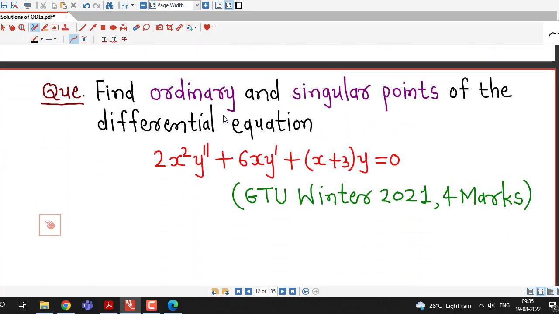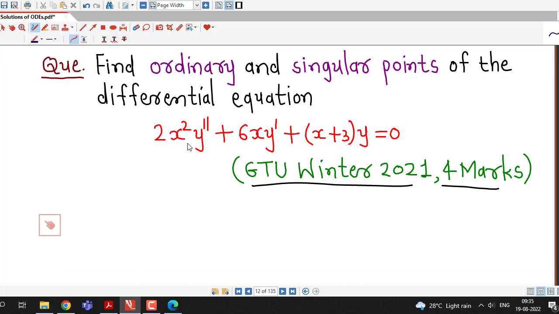We can discuss this question about ordinary and singular points which was asked in GTU Winter 2021 exam for 4 marks. So here given differential equation is 2x square y double dash plus 6y dash plus x plus 3y equal to 0, and first we have to write in standard form, so we must make this coefficient 1. So for that we divide given equation by coefficient of y double dash which is 2x square.